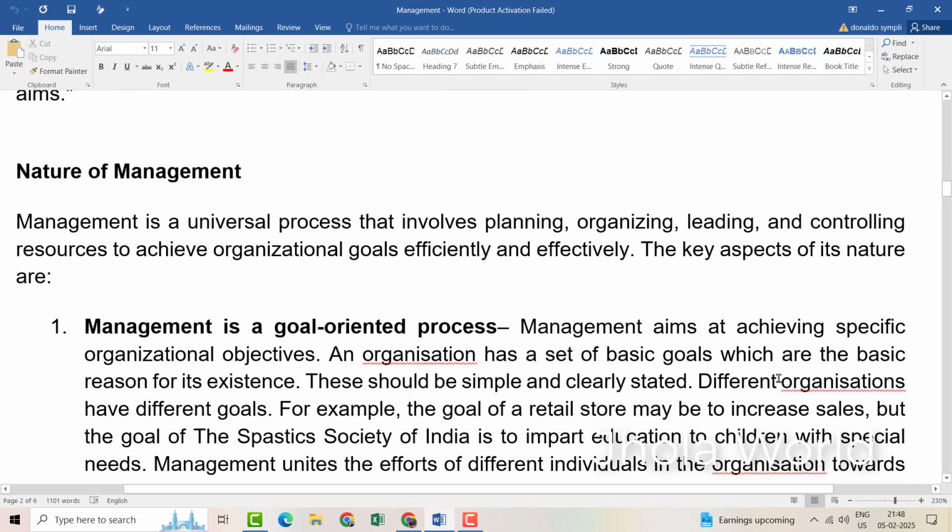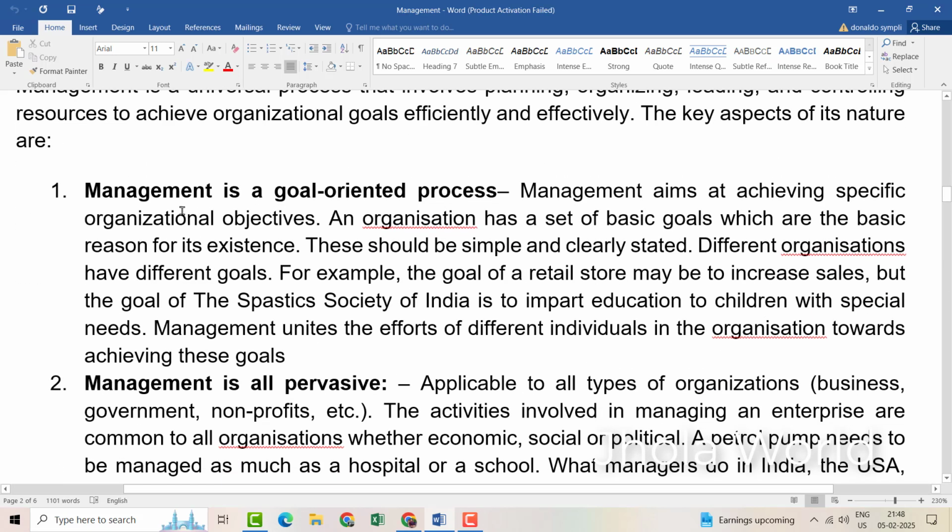Now the next thing is the nature of management. Here I have taken these points from NCERT books and using AI also. So the first one is, management is a goal-oriented process. Definitely, when you do management, you do not do it in the wild. You have a goal: to achieve profitability, organizational success, completion of a job, getting a medal or something. So management is always done with a goal in mind. Without a goal, there is no management.